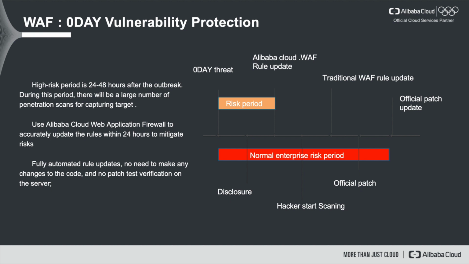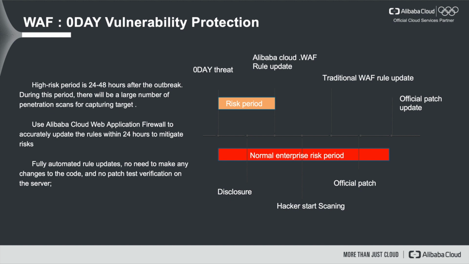What is a zero-day vulnerability? A zero-day vulnerability is a software security flaw that is known to the software vendor but doesn't have a patch in place to fix the flaw. It has a high potential to be exploited by cyber criminals. When the zero-day threat is discovered or released, the high-risk period for the security incident is mostly within 24 to 48 hours after the outbreak. During this period, there will be a large number of penetration scans for capturing target.